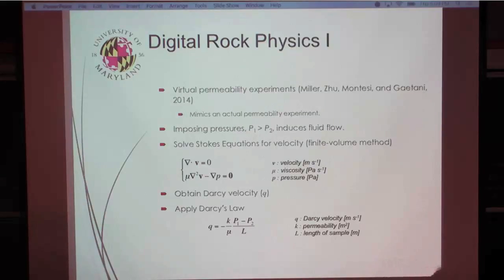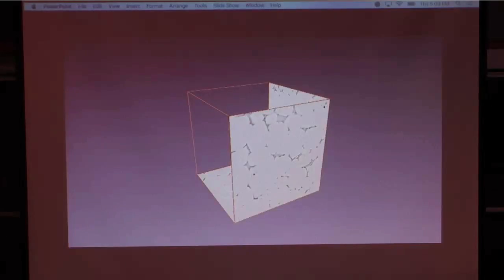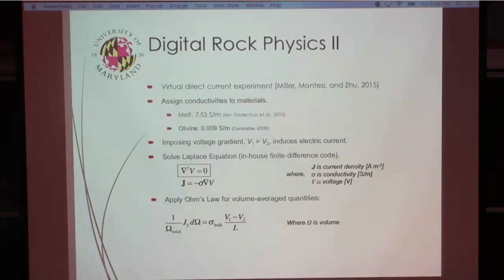because now the imaging itself becomes the flow path and the boundary conditions, you can actually do finite element simulations and plug in the Stokes equations and get the flow velocity at every single element and then calculate the total volume flux, which gives you the permeability. Shown here is essentially a video that gave you the result.